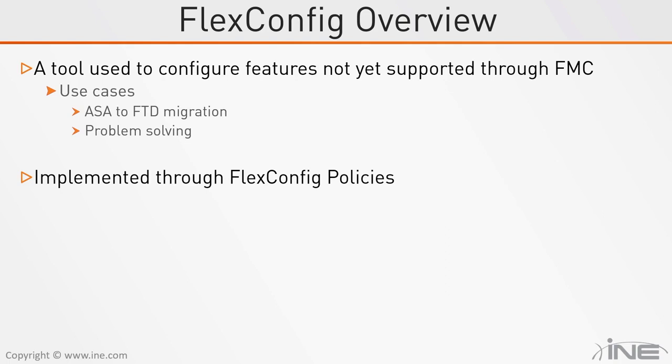Now, Flex config itself is implemented through so-called policies, where a policy is just a series of Flex config objects. It contains at least one Flex config object, I should say, but it is possible to use more than one, where the Flex config object is composed of 3 elements, where 2 of them are optional. Now, the element which is not optional is certainly the actual command line syntax, and it's going to be the same syntax as what you use on the ASA.